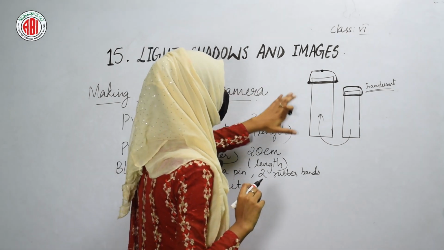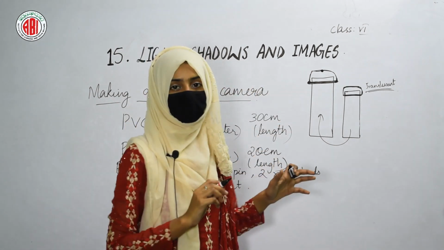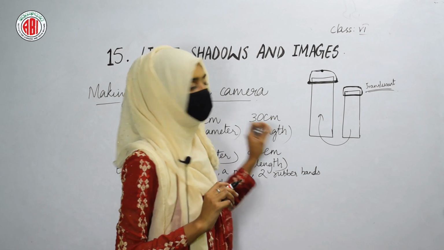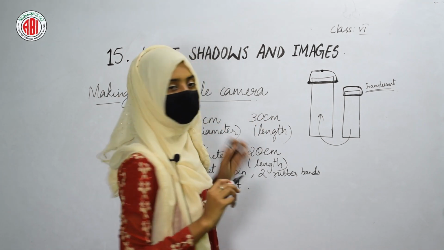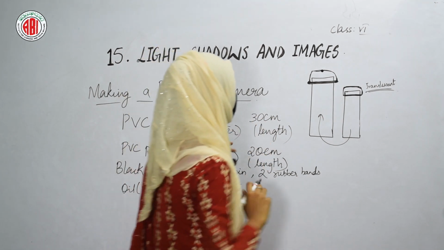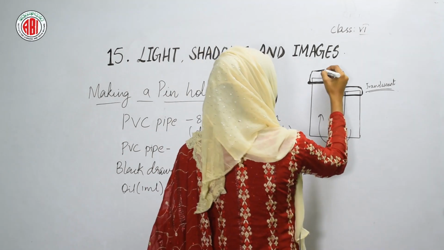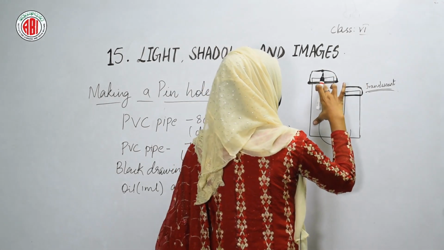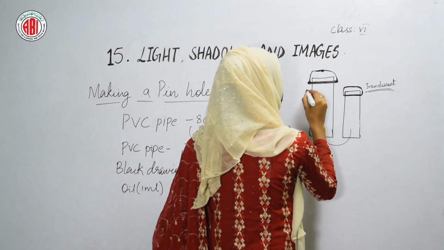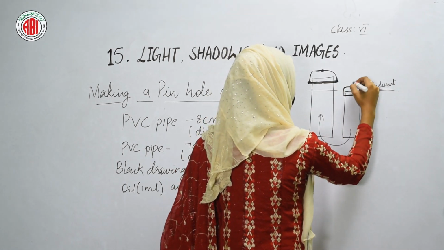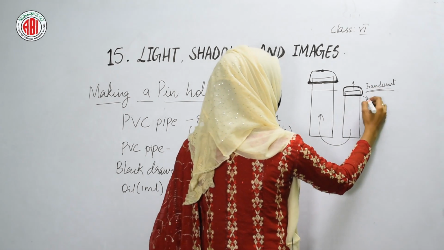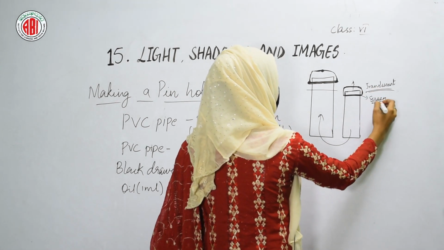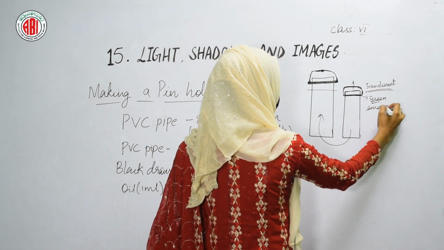So if you want to observe the image of an object by using this handmade pinhole camera, you can do it by keeping an object in front of this hole. So when you keep any object in front of this PVC pipe, you can see the image that is formed on the white paper. White paper is acting as a screen. On this screen, you can find an image of that object.